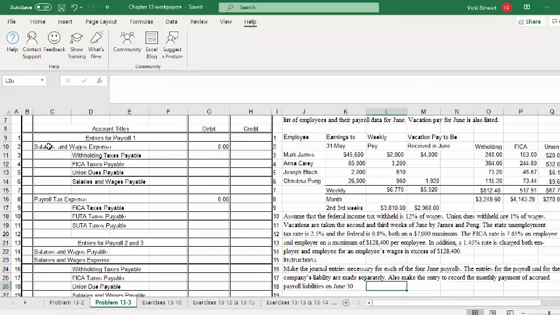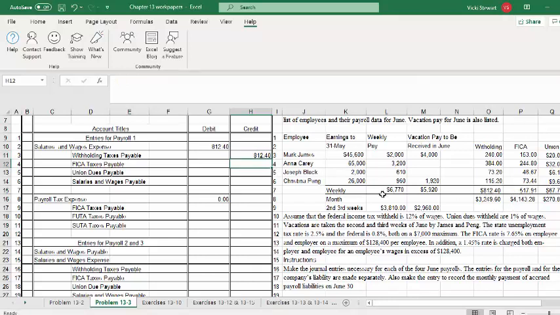Our first entry for the first payroll, we would debit salaries and wages expense. But we're going to record first all of our withholdings as liability accounts from the employee's pay, because we're recording their gross pay. And then we will also record a liability for the amount of their net pay. So we know that our employee withholding for the week is $812.40, as shown on the payroll register.